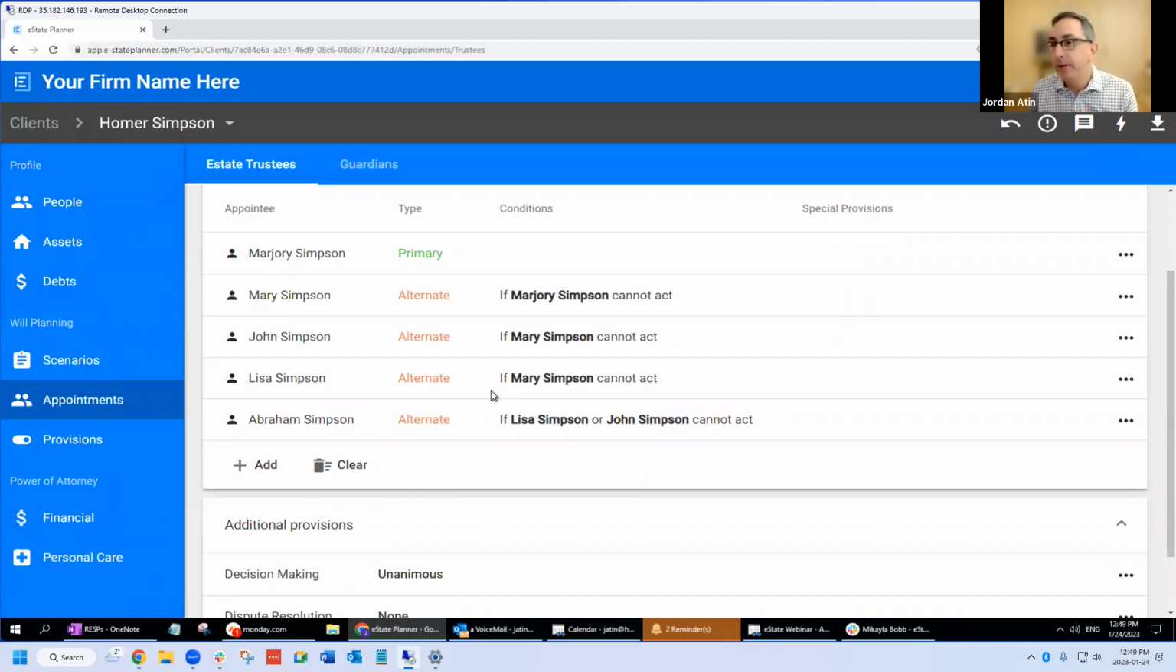That's how we do appointments in eState, and it's the same for guardians, same for attorneys, and for property and personal care. The same mechanism. You go to the condition if you're adding an alternate, and you put in that condition, and you go from there. So that's basically the formal part of the program.